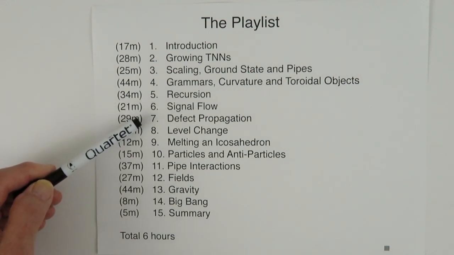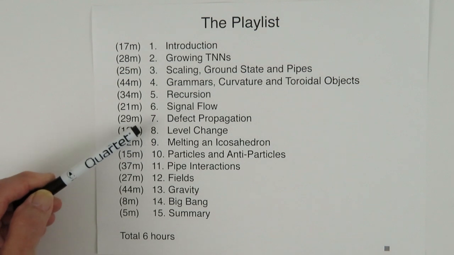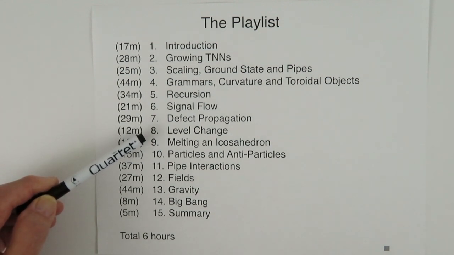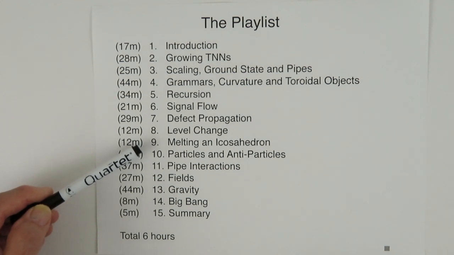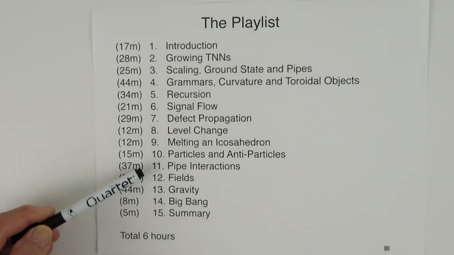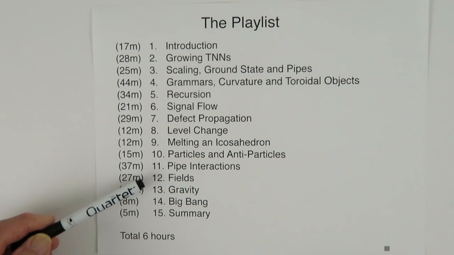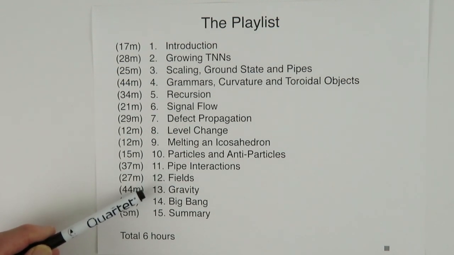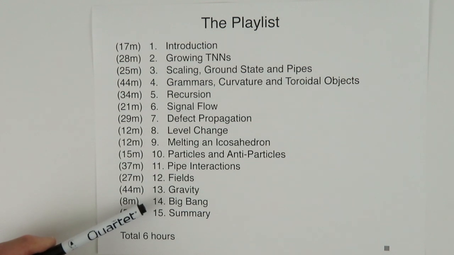Seventh is defect propagation. 8 is the change of levels of toroidal holes between one level and another. 9 is the melting of an icosahedron. 10 is the idea of particles and antiparticles. 11 is interaction of different pipes. 12 is the structure of various fields. 13 is a discussion of gravity. 14 is a discussion of the Big Bang. And 15 is the summary.